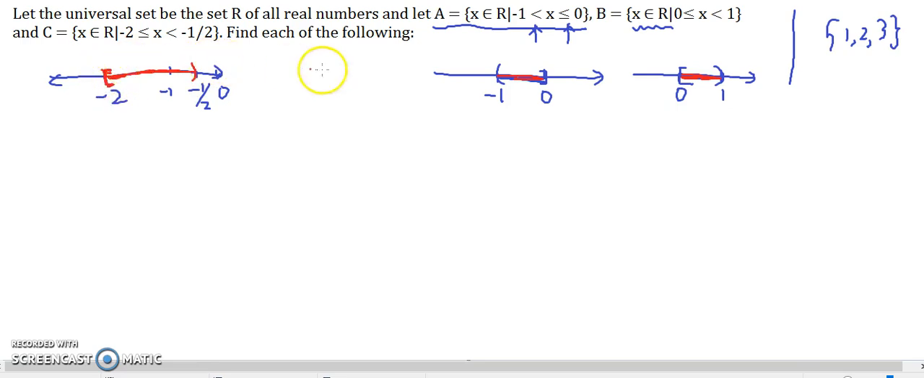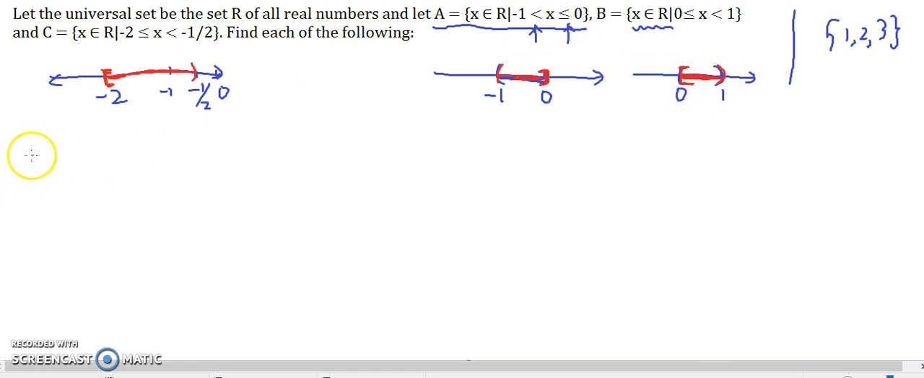Okay, so that's what we learned in algebra class. We use a bracket to describe including that endpoint, and a parenthesis, not including the endpoint. Okay, so now we can look at the operations.